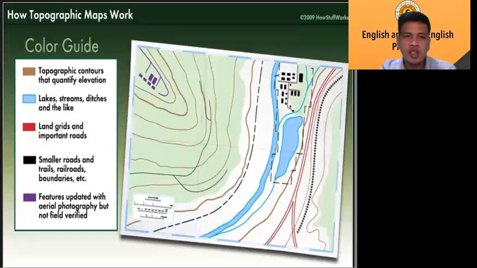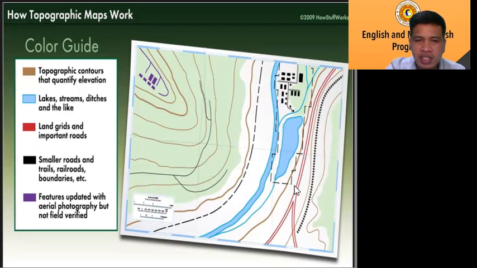Now, when you read topographic maps, they use symbols. For example, these brown contour lines quantify elevation, the color brown. This color blue here, for example, is for lakes, streams, ditches, and the like. And then land grids, this one.